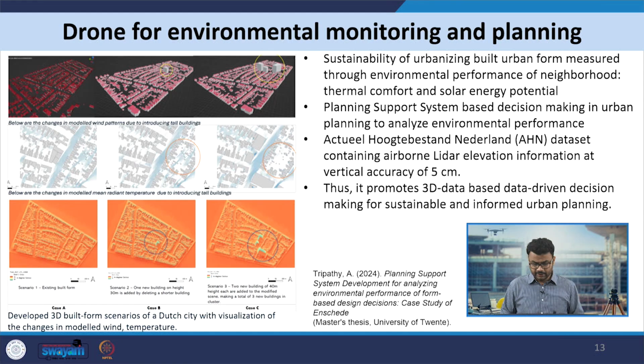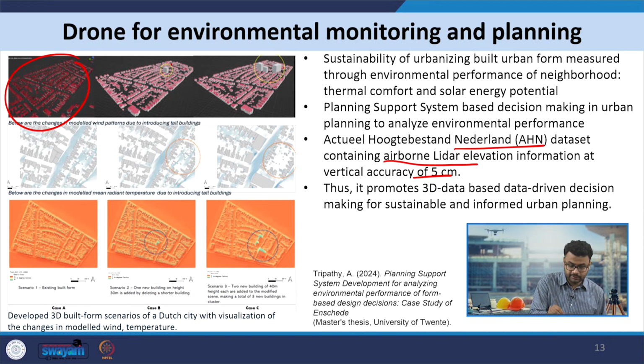So the example on the left shows a data set which was collected in the Netherlands. It is known as the AHN data set, which is airborne LiDAR data, and the accuracy of this airborne LiDAR elevation information is 5 centimeters, and it has all the urban morphology and the building heights. The goal of this study was to assess, if a new building is constructed, what the impact of this new building is on the wind flow, on the solar potential, or on the temperature. So they have the current situation over here. They added buildings artificially over here, like this and this, and then they modeled the impact of these newly constructed buildings in software which helps estimate the impact on the wind pattern, as well as on the mean radiant temperature.